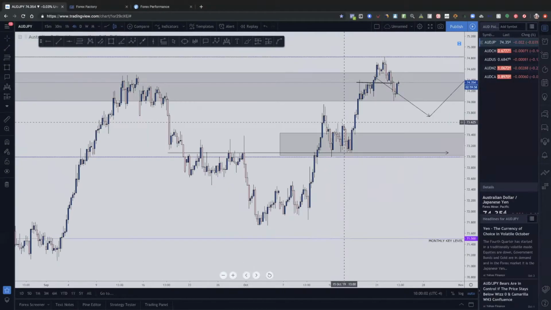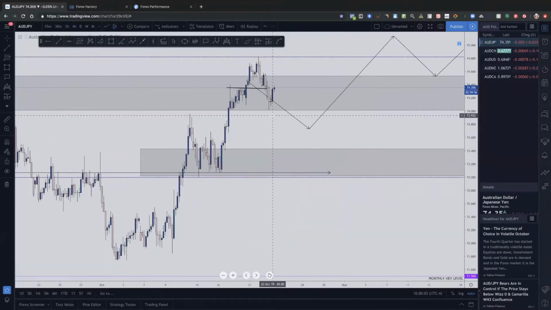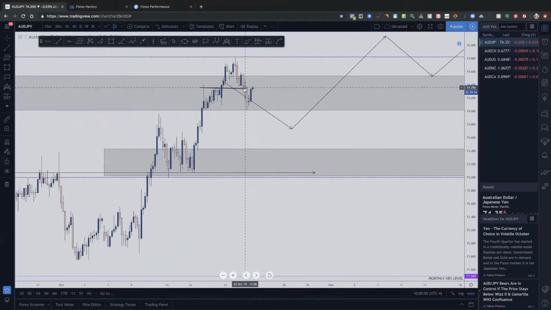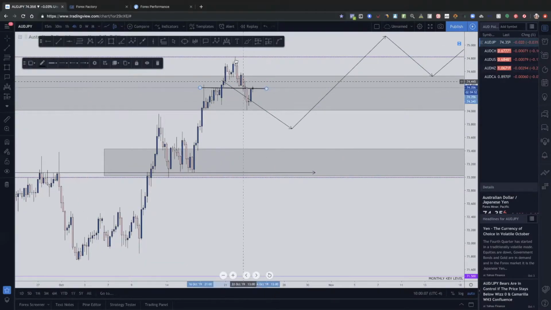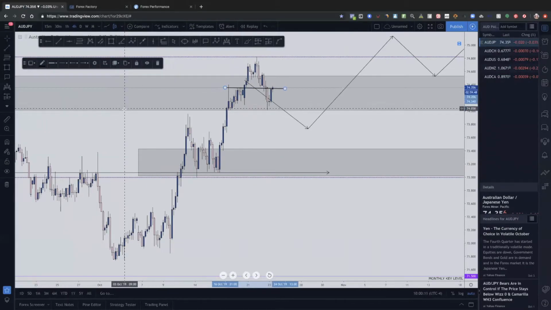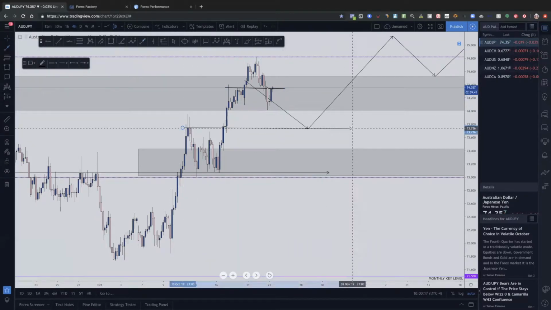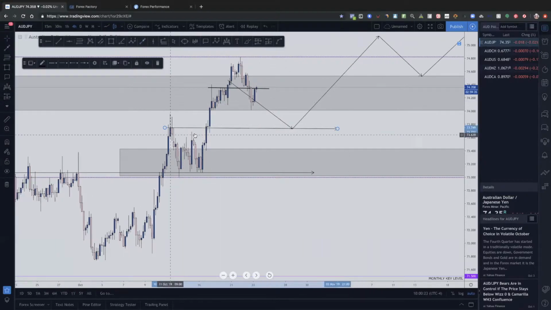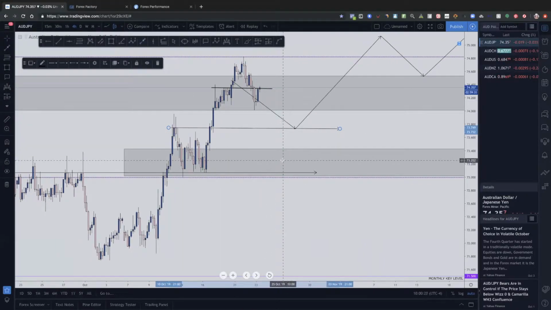JPY was something that I looked at on Monday. I was looking for it to come down, and I wanted to see how it was going to react to this structure area right here. I wanted to see if it was going to be able to push down here and either continue going up, or maybe try to make a left shoulder, a right shoulder, and go down. We just have to wait and see.